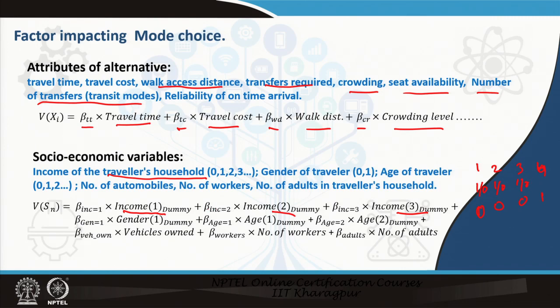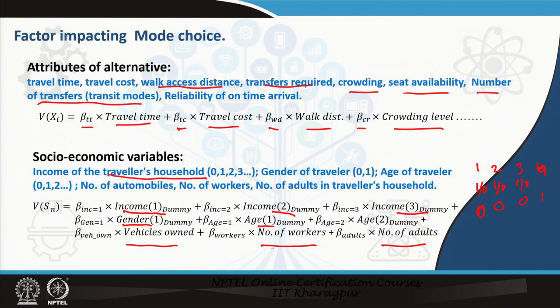So, this is the income level, and then we have gender, because only 2 genders are being considered, so only 1 dummy variable has been used. Then we have age dummies; instead of making age a continuous variable, we have used age as a dummy variable, so there are 1 or 2 dummy variables. Then we have vehicles owned, which could be a continuous variable or a dummy as well. The number of workers in the family could be a dummy as well as a continuous variable, and then the number of adults in the family.